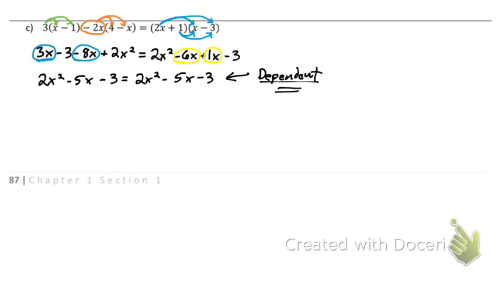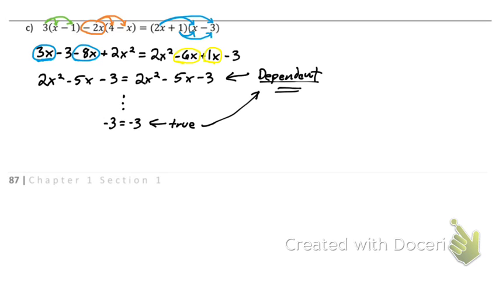Let's say you didn't realize it was dependent there. Maybe you didn't rearrange this so the powers matched up, and you're like, well, I'm in this mode where I'm just going to solve stuff. Well, maybe you subtract 2x squared from both sides, and then you add 5x to both sides. So if you just continue to solve this, you would end up at the very end with negative 3 equals negative 3. At that stage, you would go, okay, that's a true statement, which would lead you to say it's dependent.